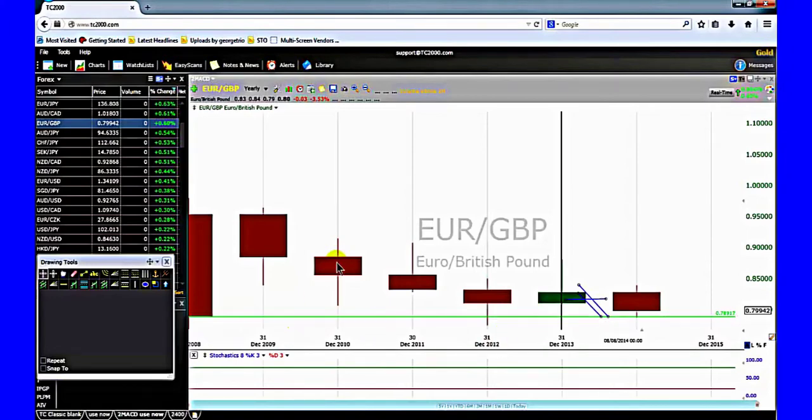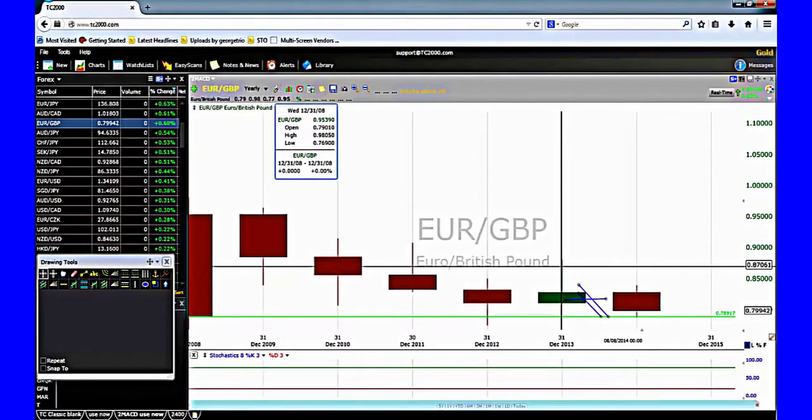You can see that a few times, in 2010, it tried to come and retest it, but when it came very close to it, people bought it. It went back up. In 2009, it tried to come near it, but it couldn't. You can see it was heading towards it, but it was stopped somewhere near the median line of this candle instead.